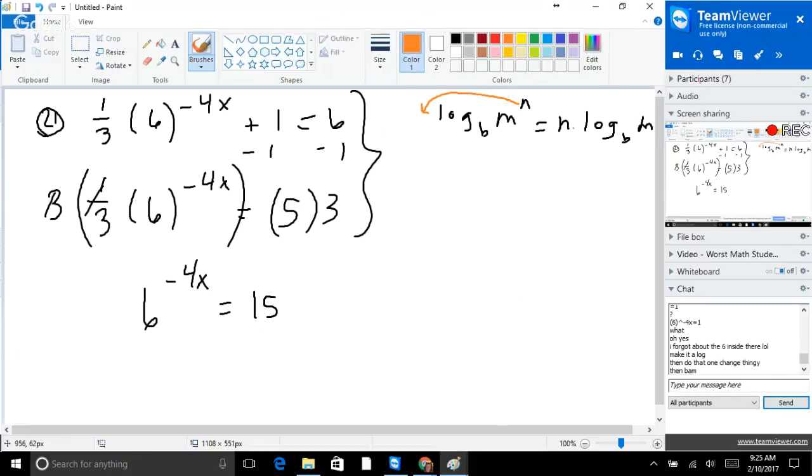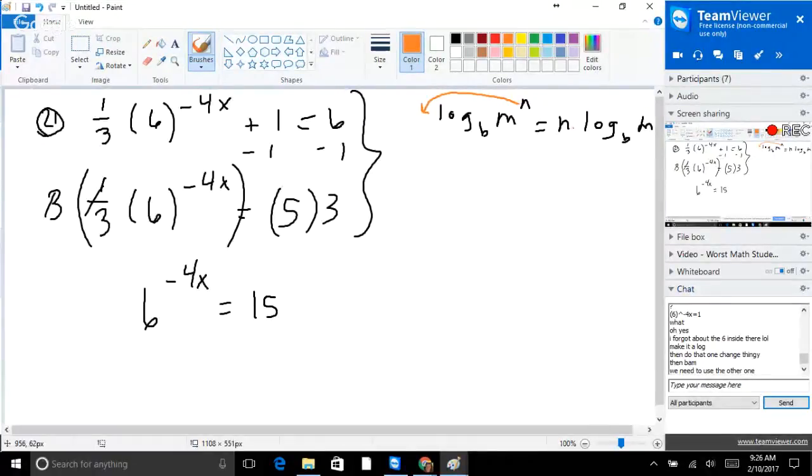The question is, we have to take the logarithmic function. What do we do? Do we just do plain old log with base 10? Or do we do the natural log? What do we use?